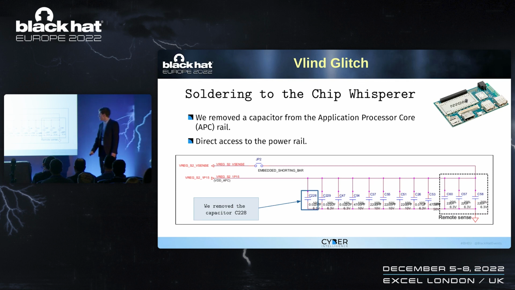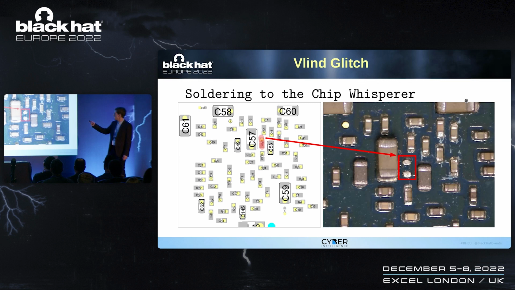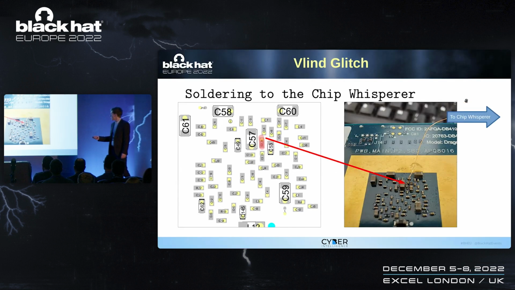Once we have that removed, as you will see on the left-hand side of your screen, that's more or less the schematic of the capacitors. That's with the capacitor removed, and the upper pad is the one connected to the APC rail. As you can see, that's the same capacitor. We soldered a copper wire that goes straight to the ChipWhisperer, and that's the one doing our glitches, as we explained before.